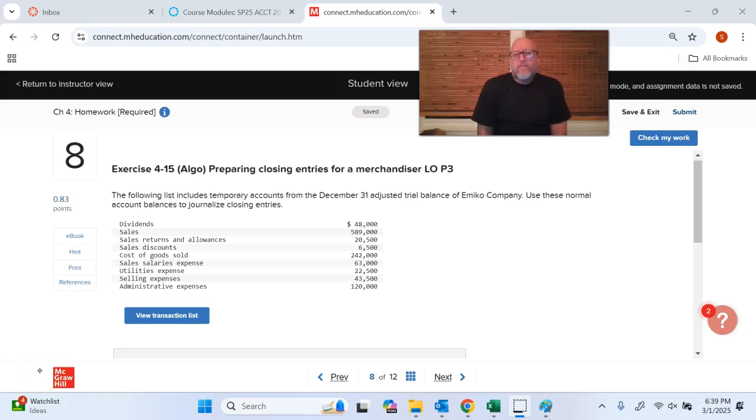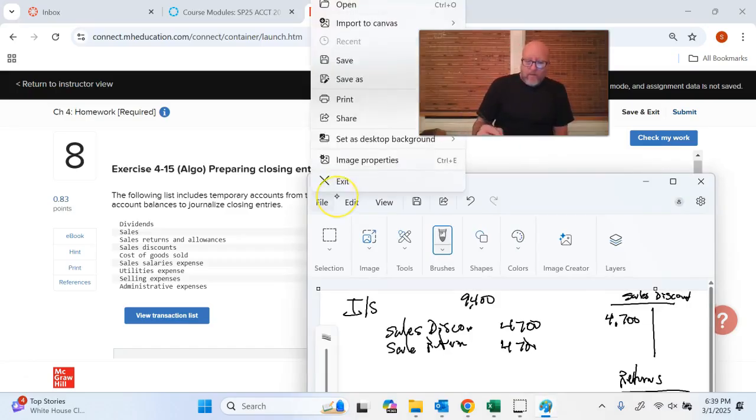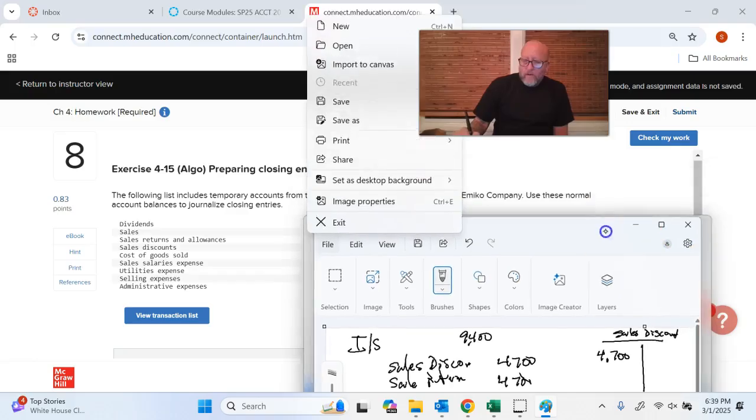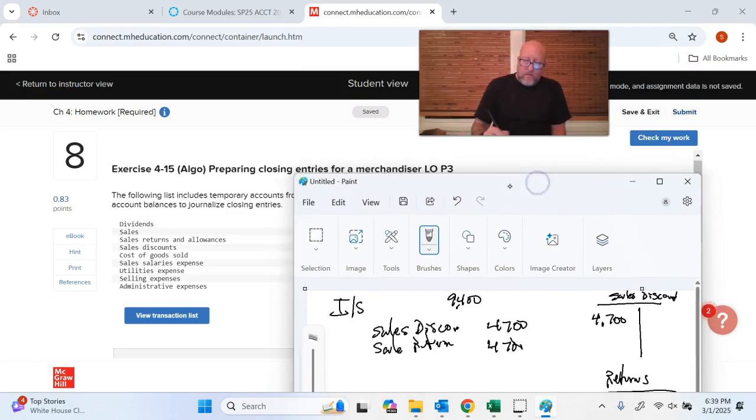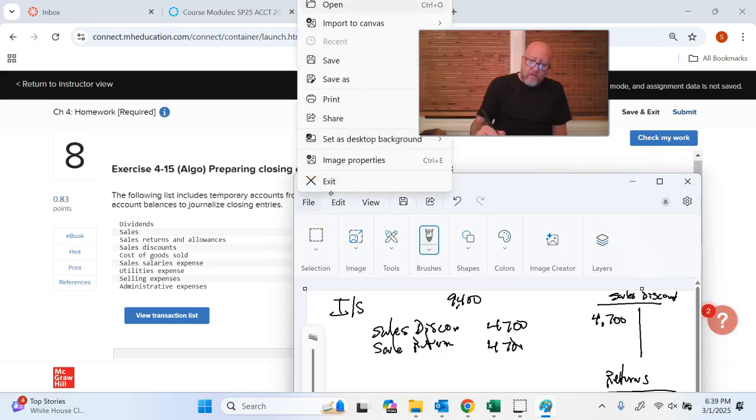Question 8, same deal. We're closing out accounts. So my suggestion would be, if it helps, I would just start drawing out T accounts, just so that you can keep track of what accounts are originally debits and what accounts are originally credits.